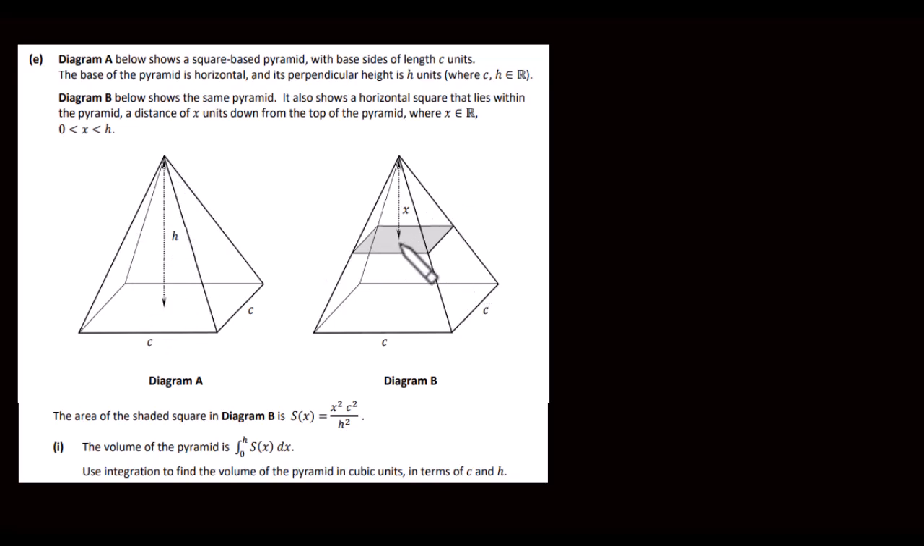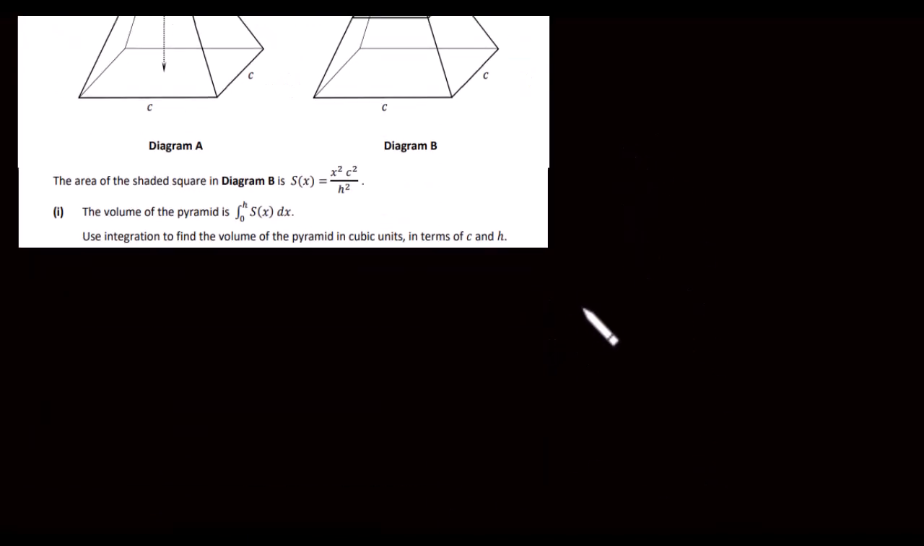So you're going to take an infinite number, if you like, of these squares from here down to the base and add them all up using integration here. So use integration to find the volume of the pyramid in cubic units in terms of c and h. Okay, so a little bit of integration here, so let's do that.